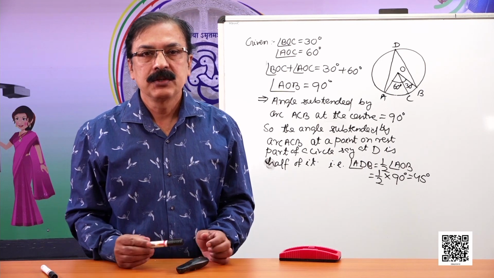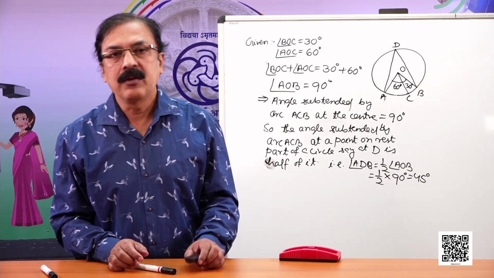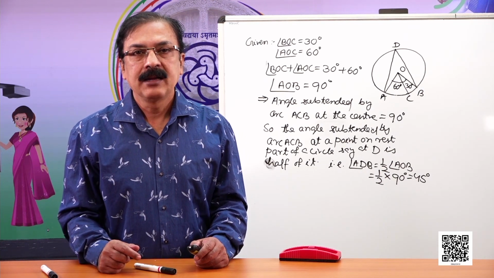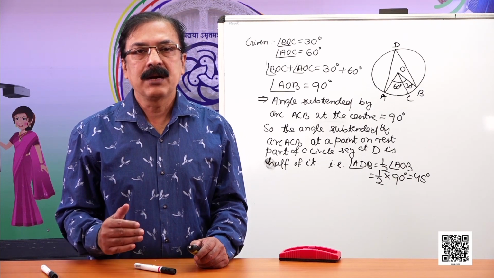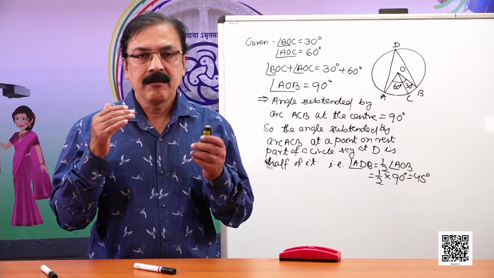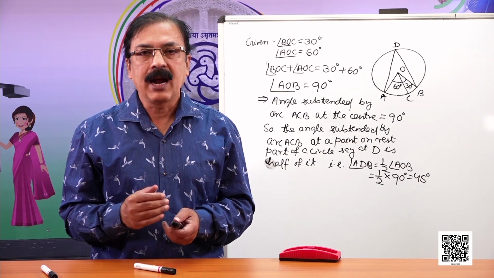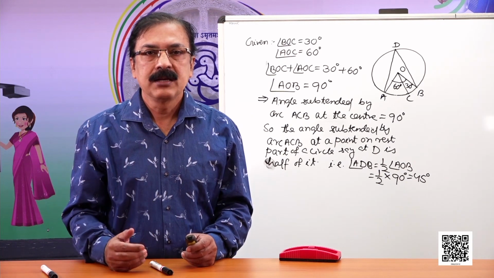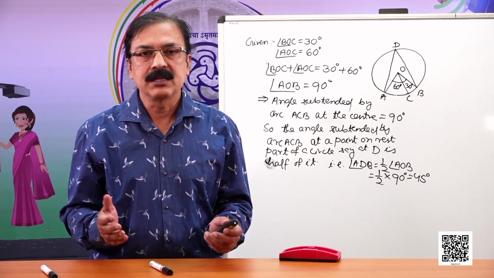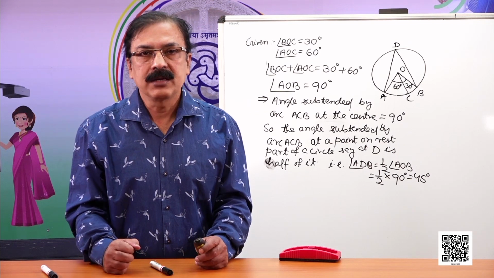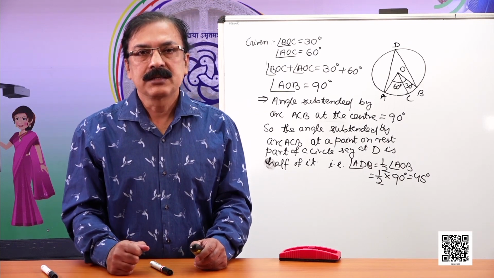Dear students, today we learned about the angle subtended by an arc at the center and at the rest part of the circle and their relationship. I hope you understand all these discussions.